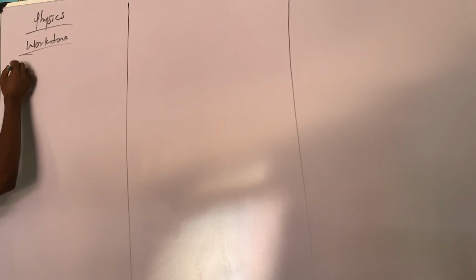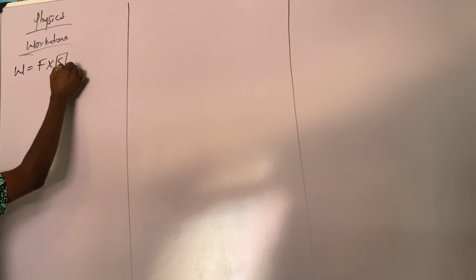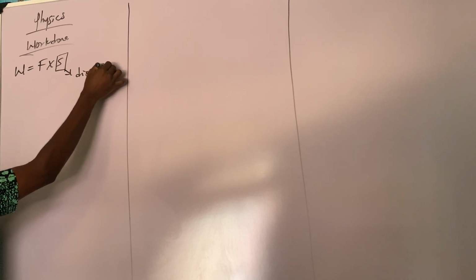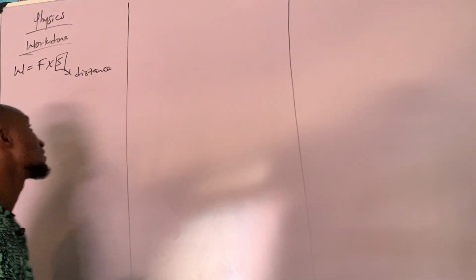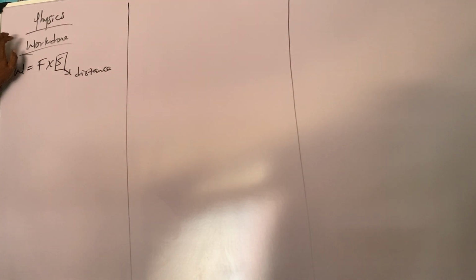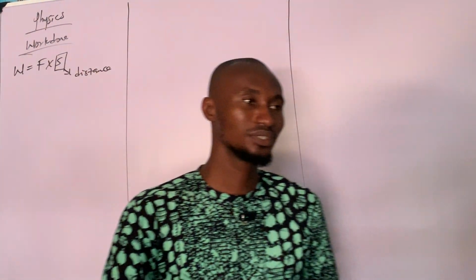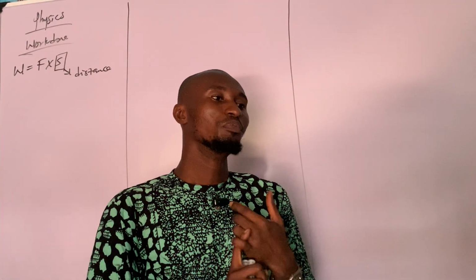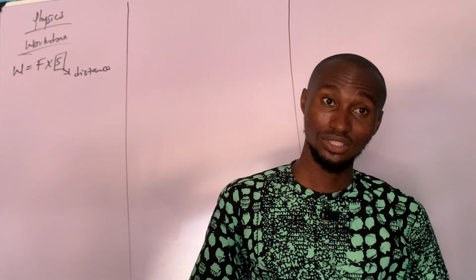So look at it on the board. W equals F times X. This X here is the distance. And if you want to know everything about this work done, you have to know them in detail. Like I told you in my previous class, any topic you intend to study in physics, provided that topic has units, endeavor to know the dimension of that topic.